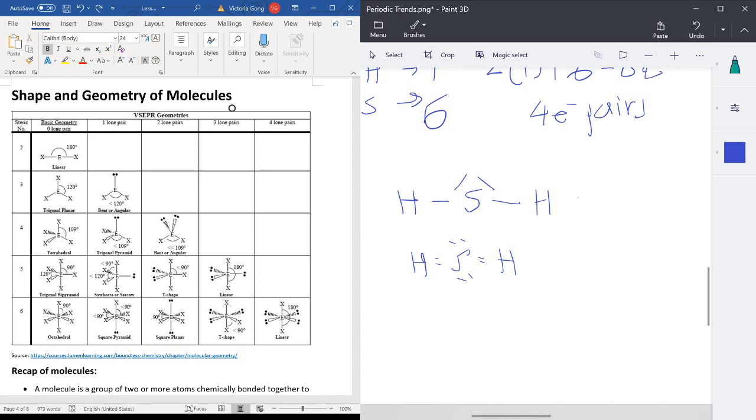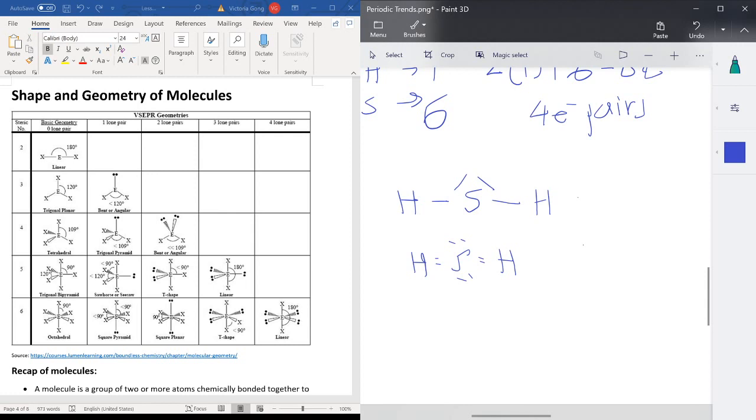Now also note that on this chart it says basic geometry, and underneath it, 0 lone pairs. That is not exactly the case with H2S, and we'll talk about that in just a second.